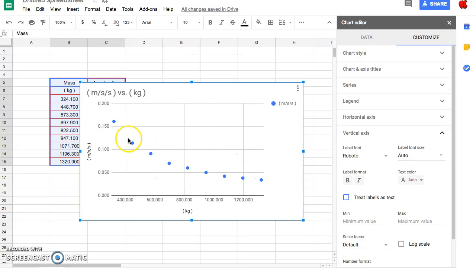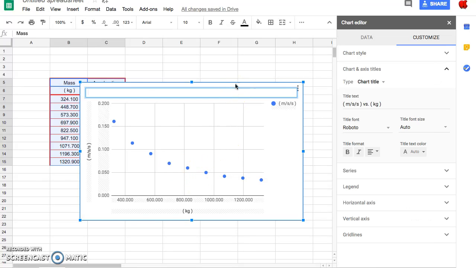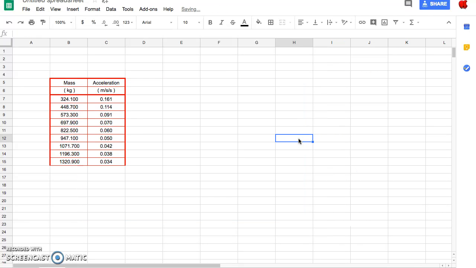Okay, so here's what we have. We have a function that looks like this, and so we recognize that as y equals 1 over x. So when you have data like this, we're going to try y equals 1 over x. So I'm going to go ahead and delete this graph because I don't need it. I just need to know kind of what shape it was.